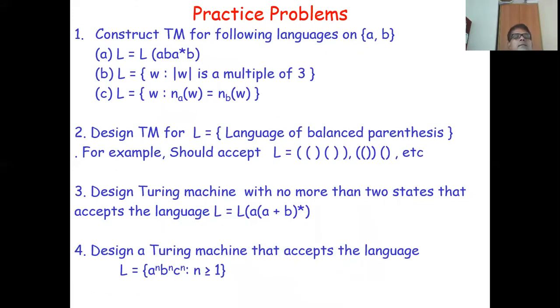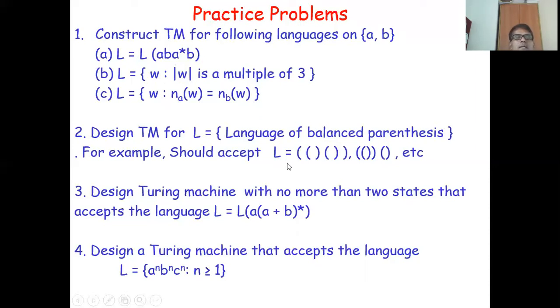So you try these simple examples: construct a Turing machine for the languages over {a, b}. L is equal to L of (a, b)* b. L is equal to {w : length of w is a multiple of 3}. L is equal to {w : n_a(w) equals n_b(w)}, the number of A's in w is equal to the number of B's in w.